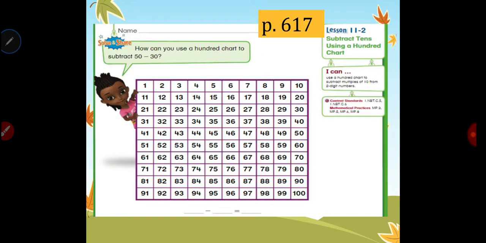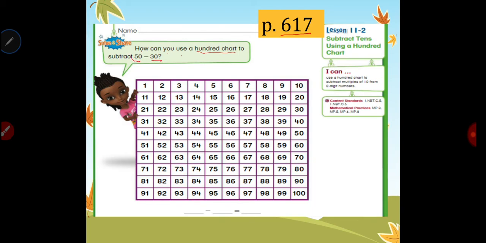Now, can you check your book if you are in the right page? We should be on page 617. Again, we should be on page 617. Now, let's read the question together. How can you use a 100 chart to subtract 50 minus 30.